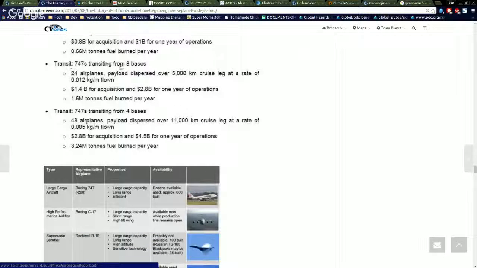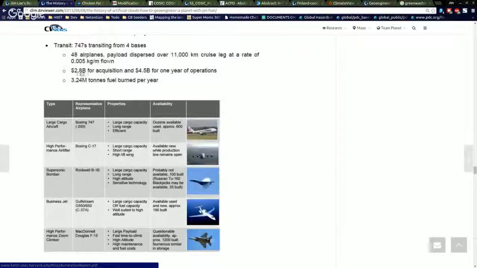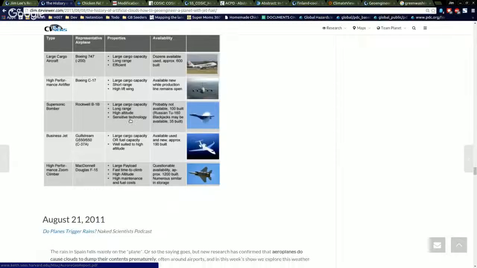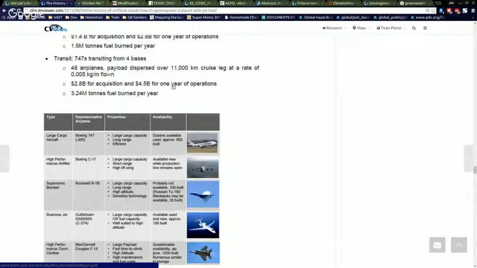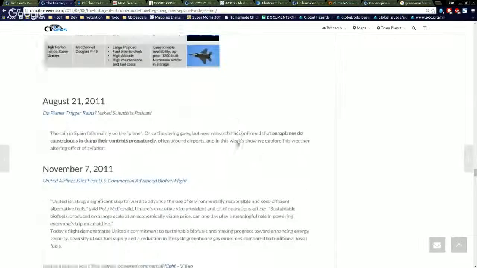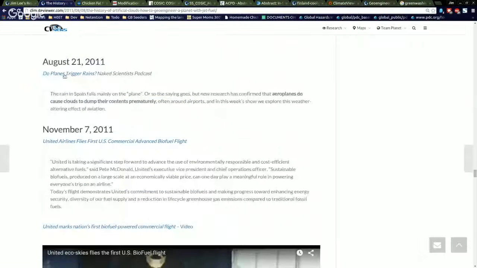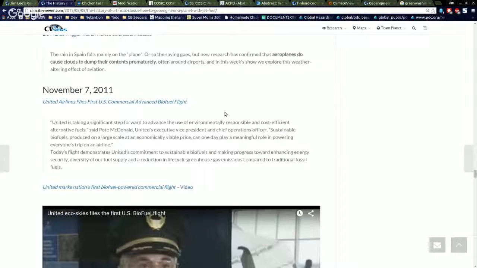Pretty interesting. 747s, 8 bases, 747, 4 bases. And, you know, it's about $2.8 billion a year. Whoa. Or no, $4.5 billion for 1 year of operations to dump chemicals on your head. Bad man. Do planes trigger rains? It's about hole punch clouds, if you ever want to look about it. But airplanes do cause clouds to dump their contents prematurely. When they fly through clouds, they can burn a hole in them, make it rain.